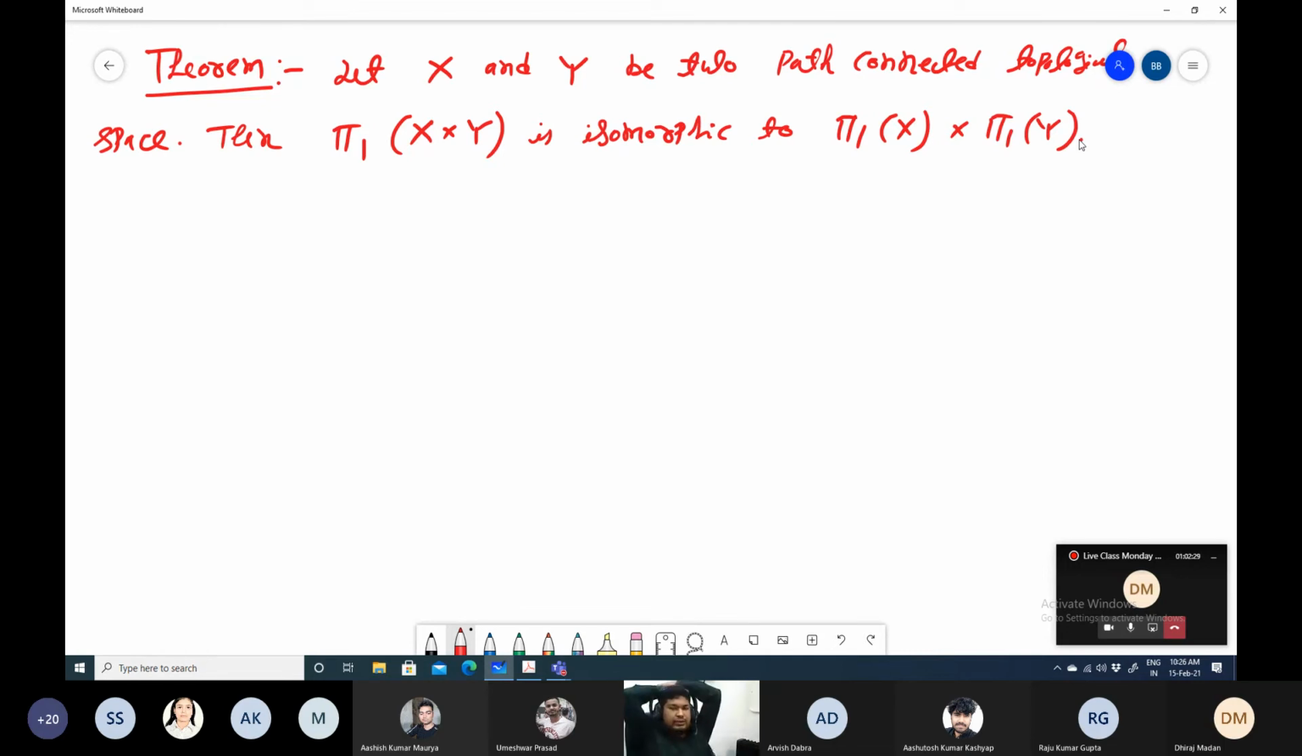Okay, so that means if you take any two path connected topological spaces, then X cross Y means the Cartesian product, right? So we will prove that the fundamental group of X cross Y is isomorphic to pi1(X) cross pi1(Y). Okay, so you have to prove this. So first of all, note what the continuous functions are between these product spaces. That is very important.